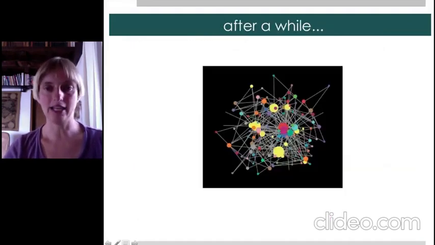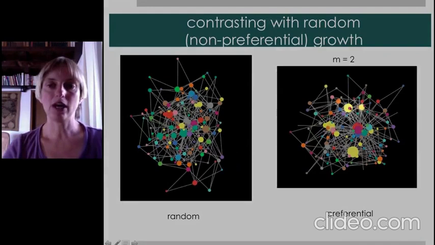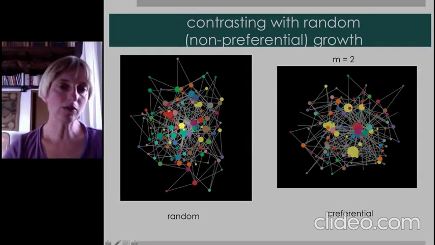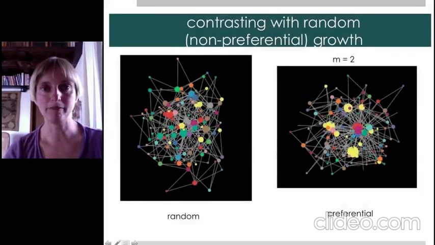After a while in NetLogo, what you see is a network such as this one, where hopefully when you compare it with the purely random growth model, you're seeing bigger hubs emerging relative to here. With the random growth, the older nodes are accumulating more links, but not nearly in as skewed a fashion as is happening in the preferential attachment model.